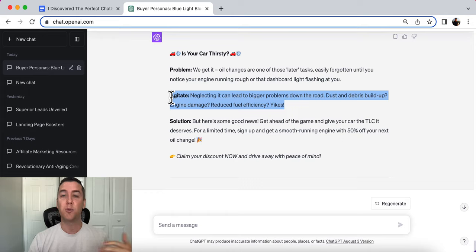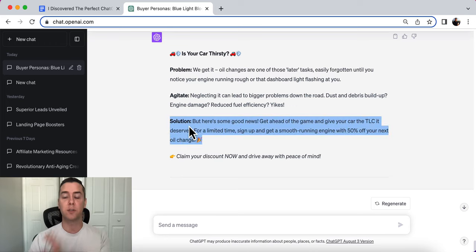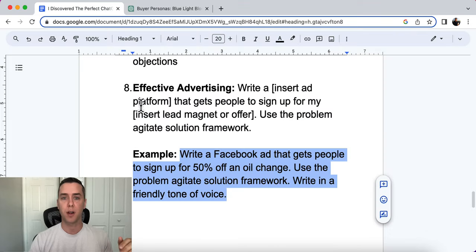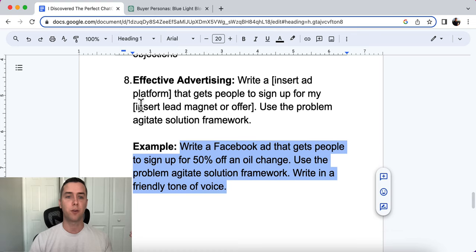Neglecting it can lead to bigger problems down the road. Dust and debris buildup, engine damage, reduced fuel efficiency. Yikes. Solution. But here's some good news. Get ahead of the game and give your car the TLC it deserves. For a limited time, sign up and get a smooth running engine with 50% off your next oil change. Claim your discount now and drive away with peace of mind. Perfect. Just put in your product or your service, your offer, or your lead magnet.